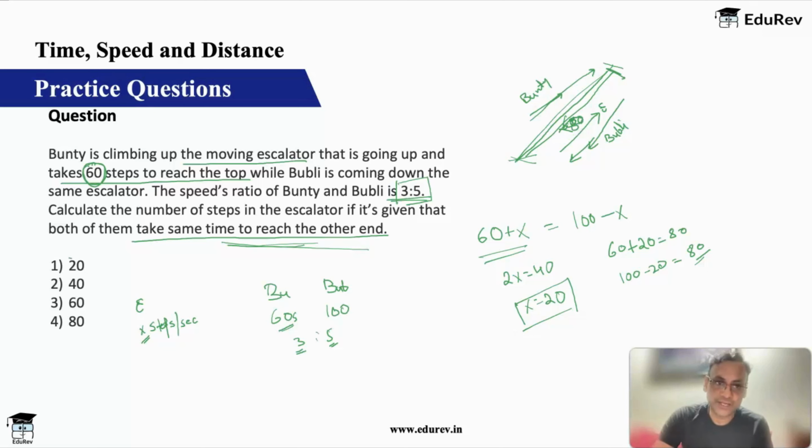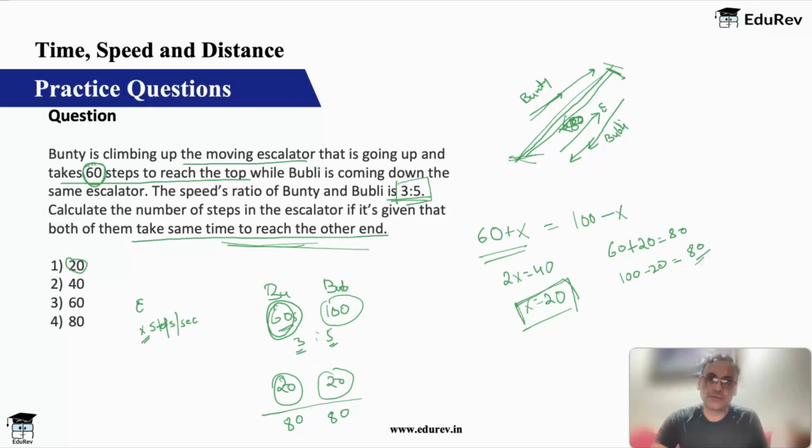Okay, answer is not 20, remember. In case of Bunty, the escalator moves only 20 steps because he has covered 60 steps himself. He covers 60 steps, so escalator has to cover only 20. In the same time, in bubbly also escalator covers 20 and he covers 100. Net, both cases it is 80. If they had not moved at all, then the escalator would have covered a total of 80 steps to go from top to bottom or bottom to top. So the answer is going to be 80 steps. So the number of steps in the escalator is 80.